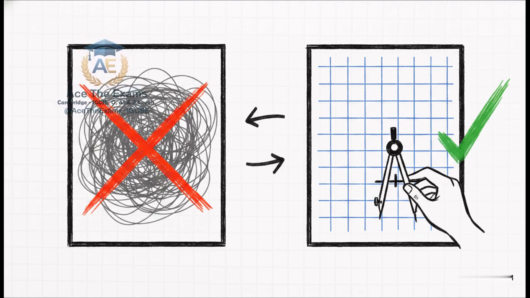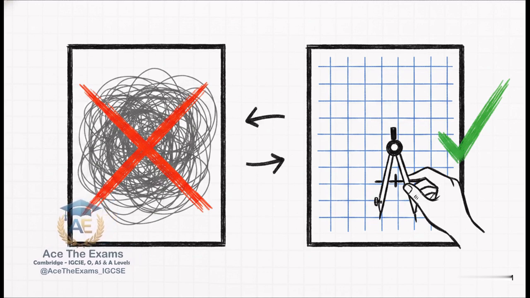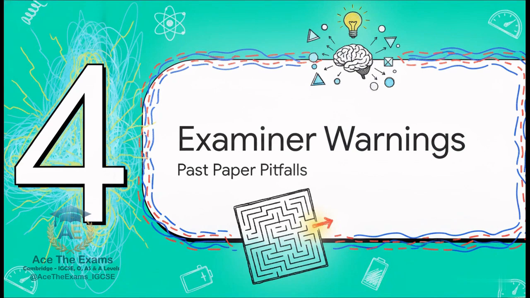If you extract the core trend with clear headings and units, you win. Sloppy presentation completely hides your brilliant understanding and literally physically blocks the examiner from giving you the partial credit you deserve. Let's look at Section 4, Top 3 Examiner Warnings.